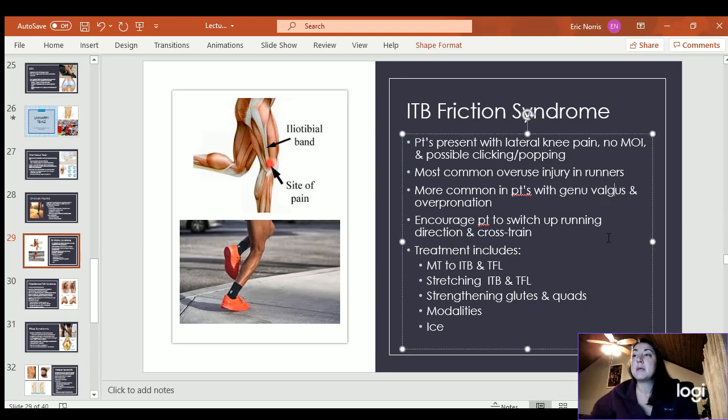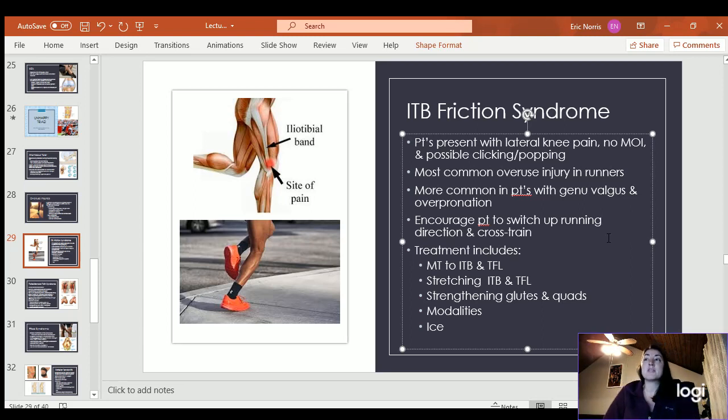But I would certainly encourage the patient to switch up directions as they run, and encourage them to cross train. That's a big deal as well. Don't just run. See if you could do some swimming or some cycling, something that's less pounding on the joint that could still allow you to strengthen the muscles and get a good workout in.